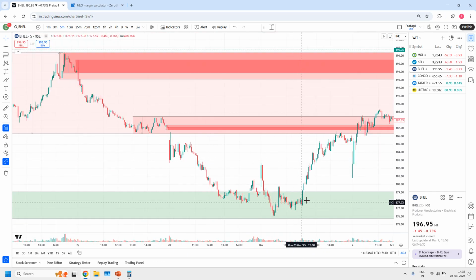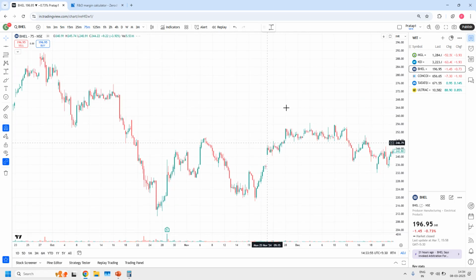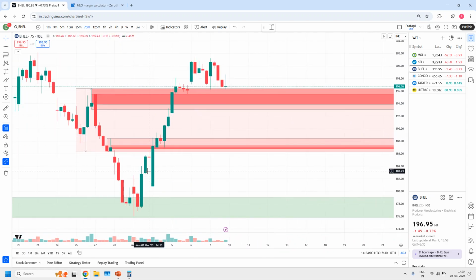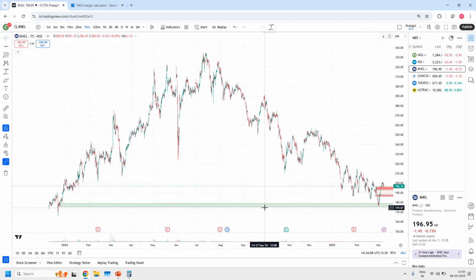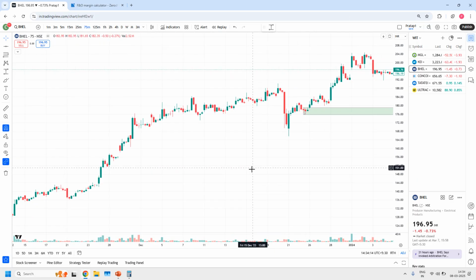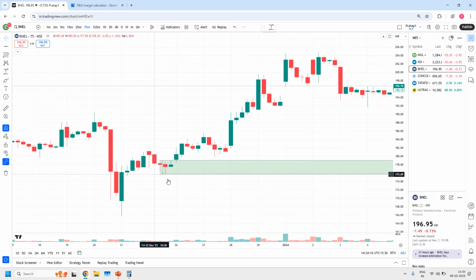But unfortunately, it did not reach the 75-minute target zone. Go to the 75-minute time frame. We don't have any proper zone here. Here also there is no proper 75-minute zone. But if you go back, here there is a 75-minute zone. So this is the nearest zone. Drop base with the gap and hidden body, rally candle, follow-through candle.